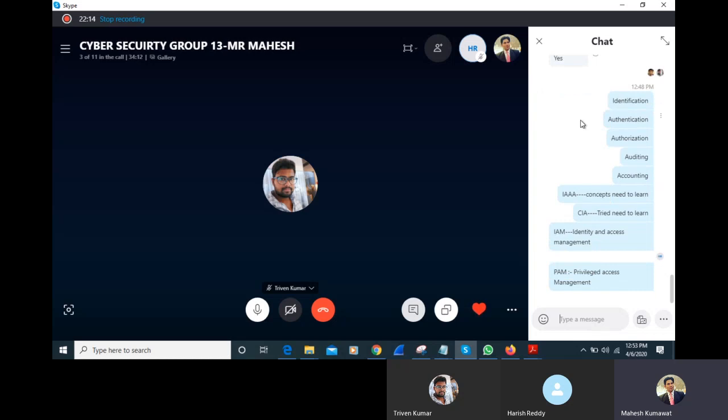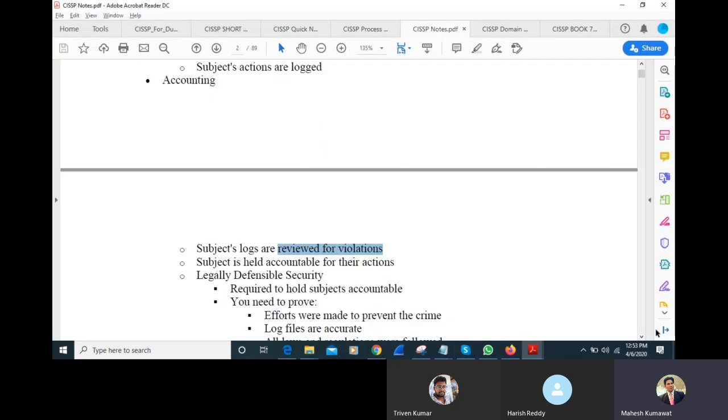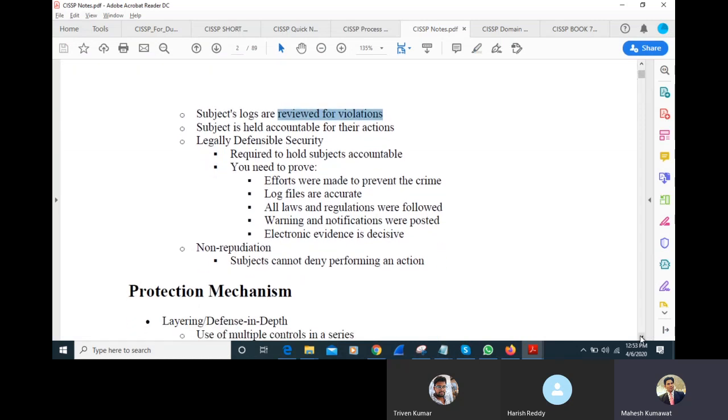From the security point of view, you need to understand the CIA concept, the IAM concept, and privilege, meaning what type of privilege you have to access the resources. So PAM, IAM, CIA, all these questions will come up once you go for any interview, or if you are working in a professional environment, so all these things will be very important for you. Legally defensible security is required to hold subjects accountable.